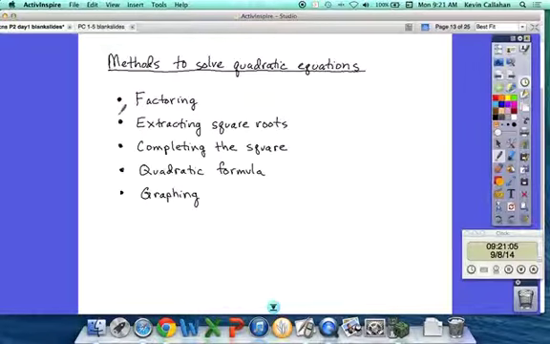There are times when you can't factor a quadratic expression. There's times when graphs don't cross the x-axis, so you can't see the solutions. It doesn't mean there aren't any. It just means they don't show up as real numbers on the real number line.